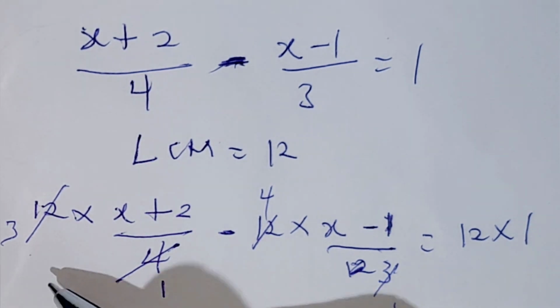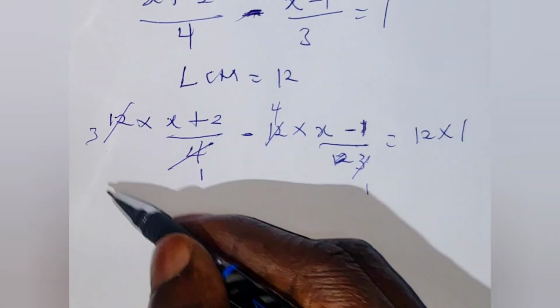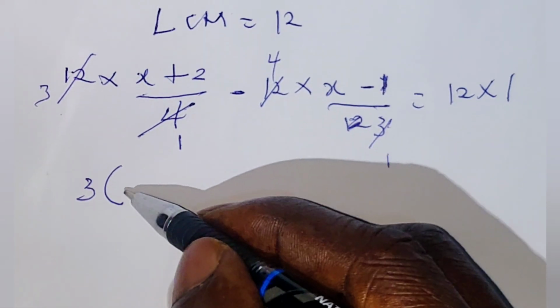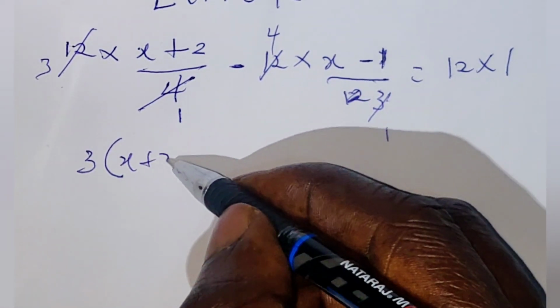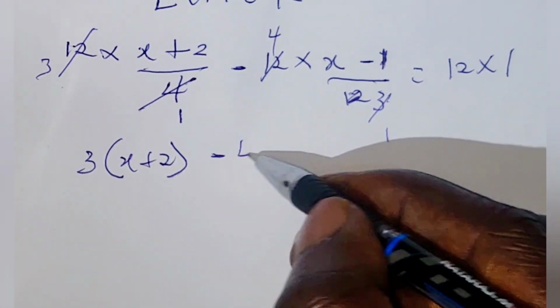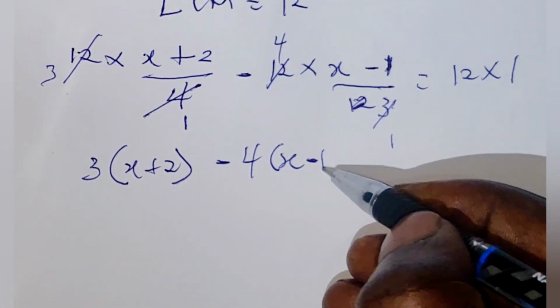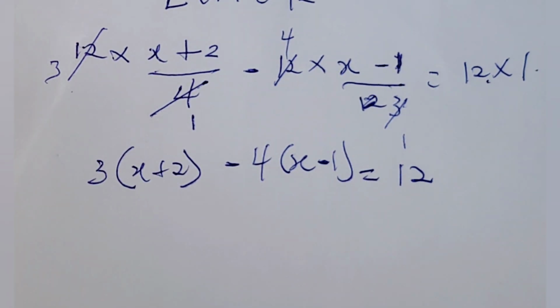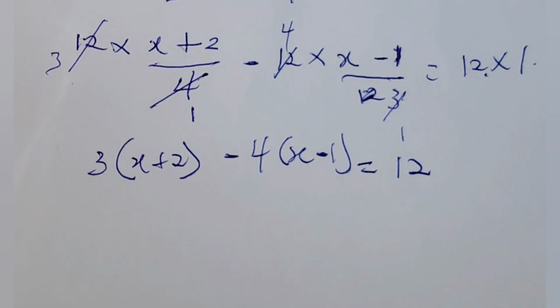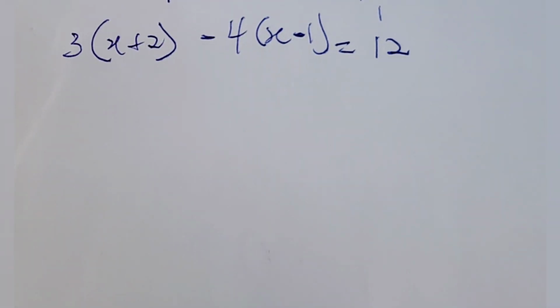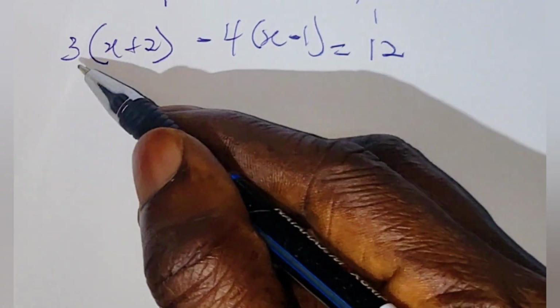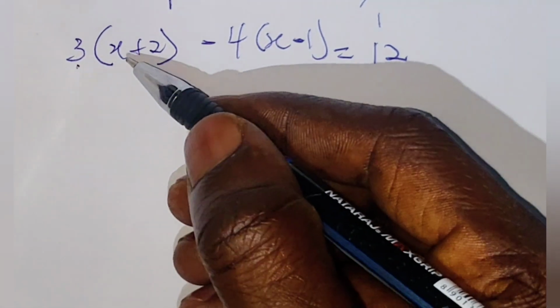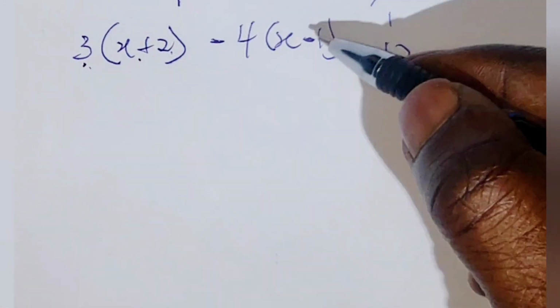Right. So to expand this, the 3 is going to multiply both the x plus the 2, all of that. Then the 4 also multiplies the x - 1. And 12 times 1 is 12. Alright, so we're done with the first part. Now, just as we did in the previous example, all that we need to do is the expansion. So this multiplies that. Then this also multiplies that.